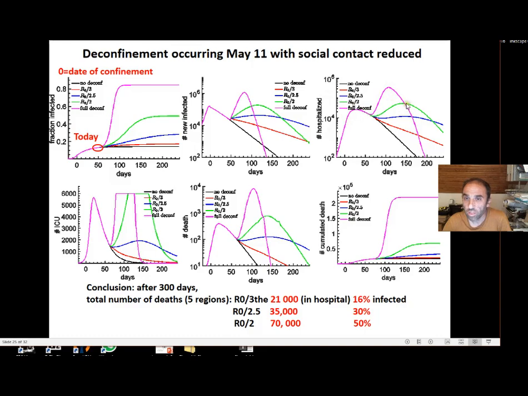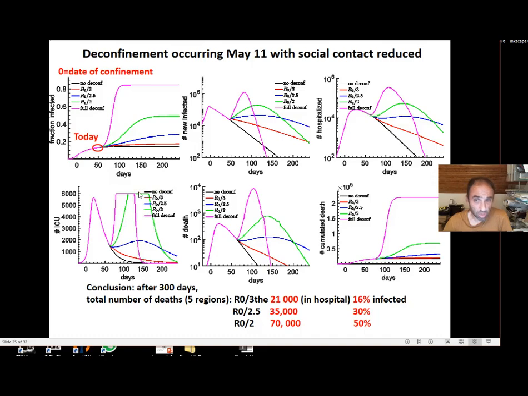With R0 divided by 2, we still have a second peak, which is a bit larger than what I have seen in the first peak in April. While if you are between R0 divided by 3 and 2.5, the peak is smaller. So as you can see here in the case of ICU, you are still under control for ICU. While if we drift to 2, you can see that in green you lose control and the ICU start to be saturated.